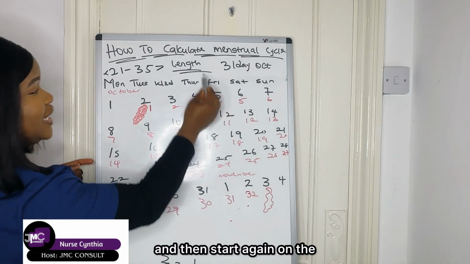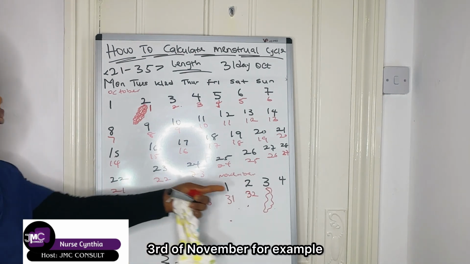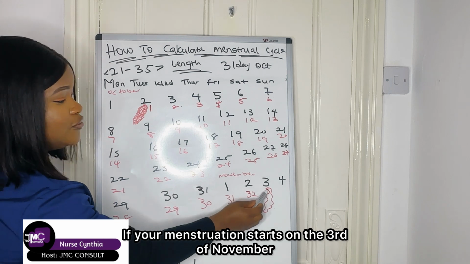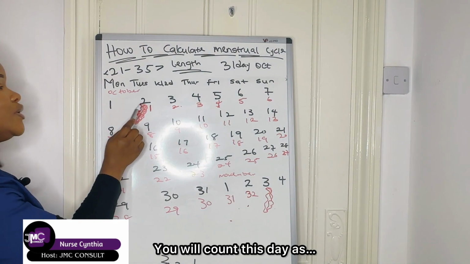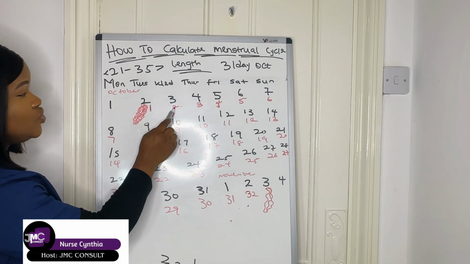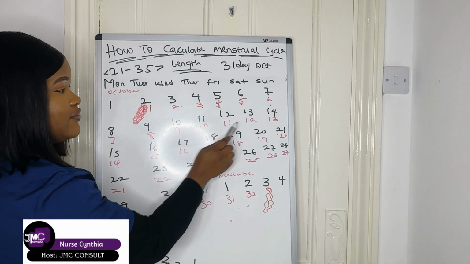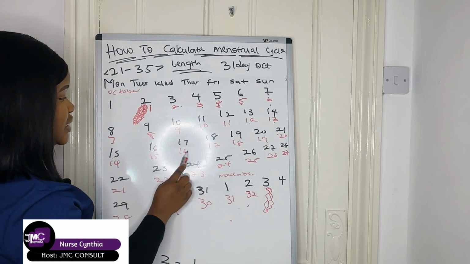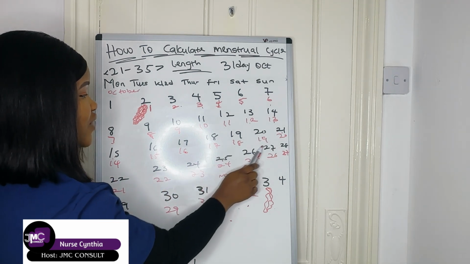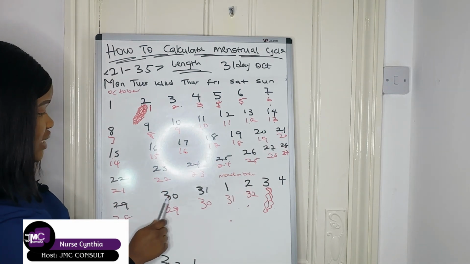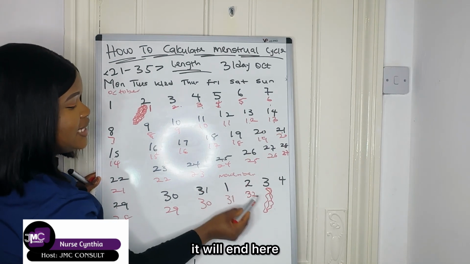Which means if your menstruation starts on the 2nd and finishes on the 5th, and then starts again on the 3rd of November, for example, you will count from the day it started in October. You will count this day as 1, 2, 3, 4, 5, 6, 7, 8, 9, 10, 11, 12, 13, 14, 15, 16, 17, 18, 19, 20, 21, 22, 23, 24, 25, 26, 27, 28, 29, 30, 31, 32. So it will end here.